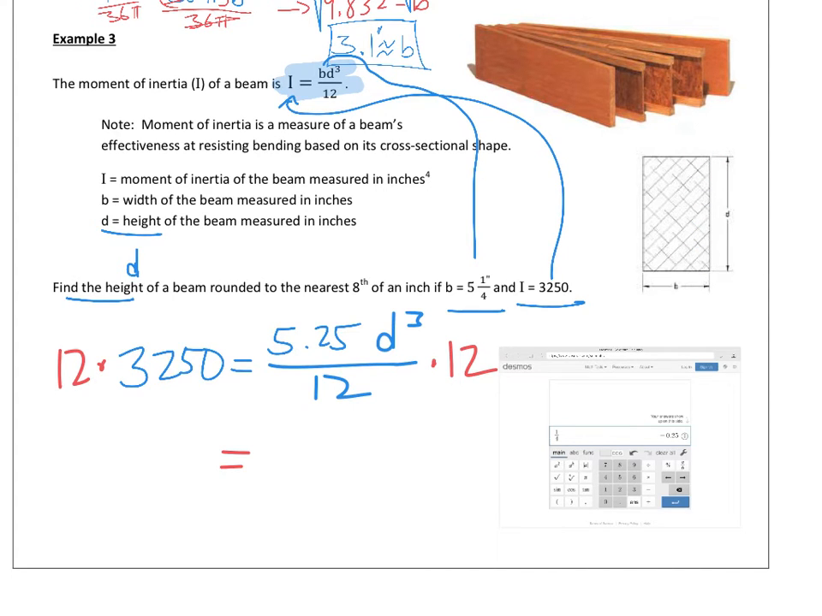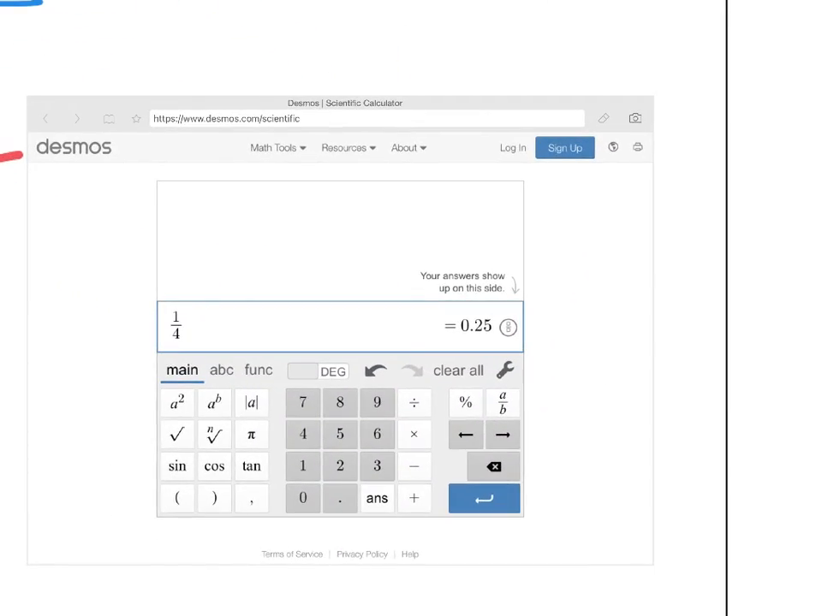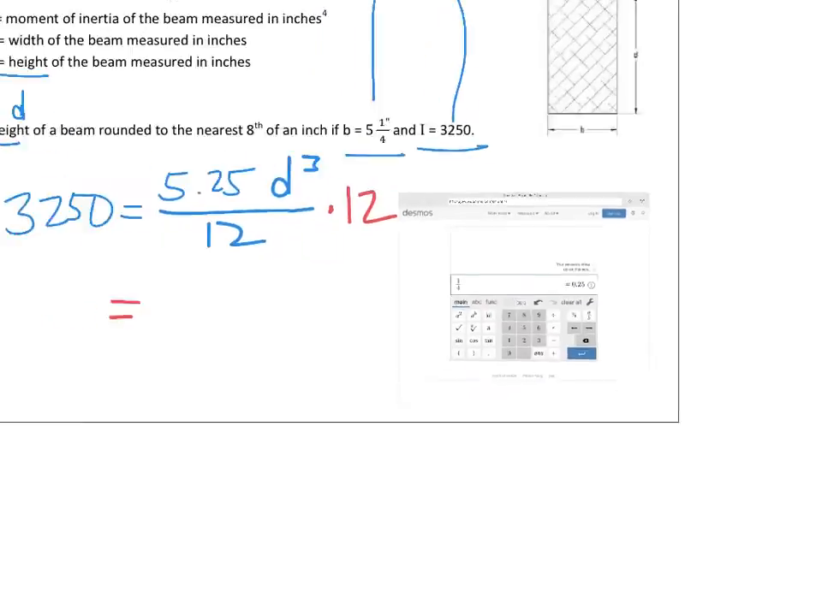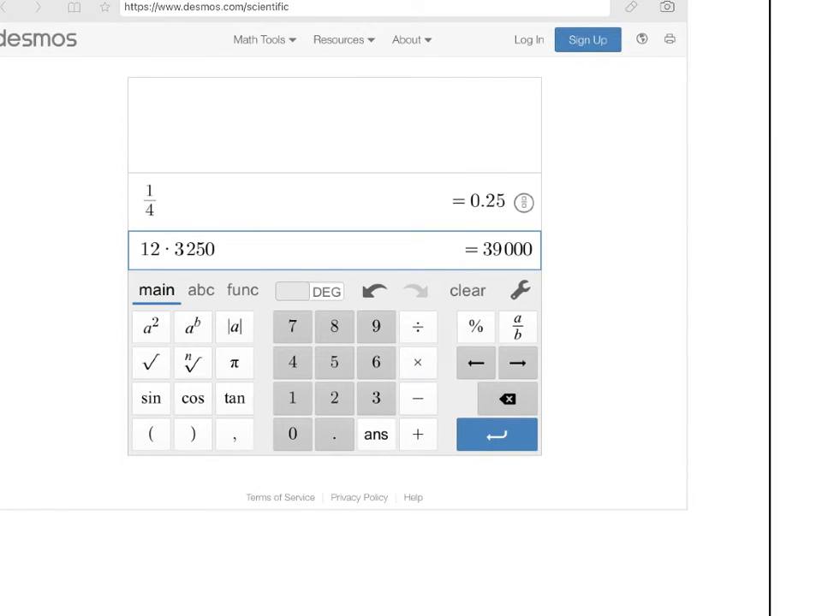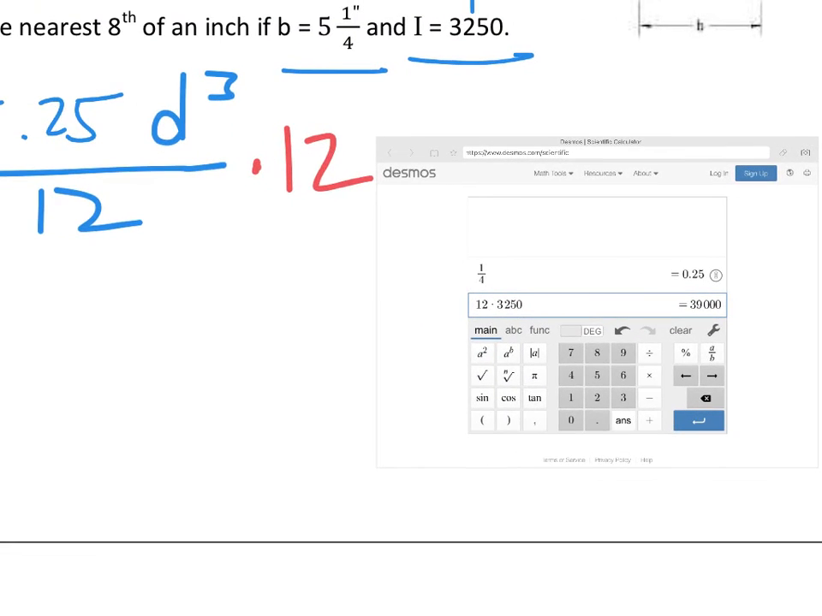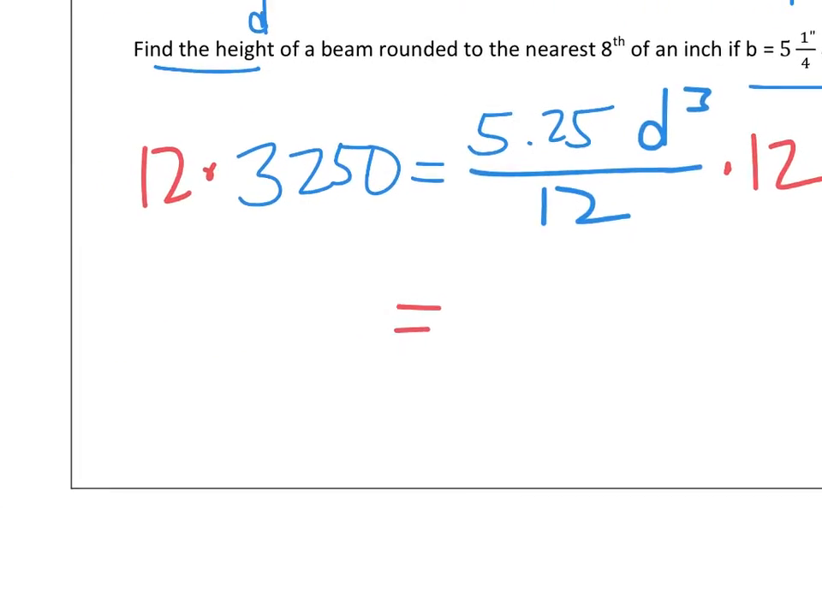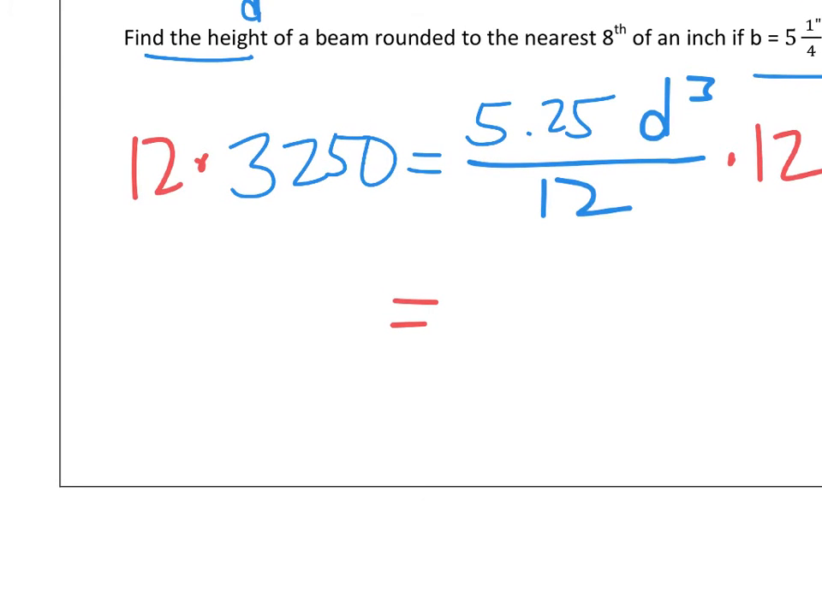Okay, so 12 times 3,250. All right, 12 times 3,250. Looks like that is 39,000. 12 times 3,250, 39,000.